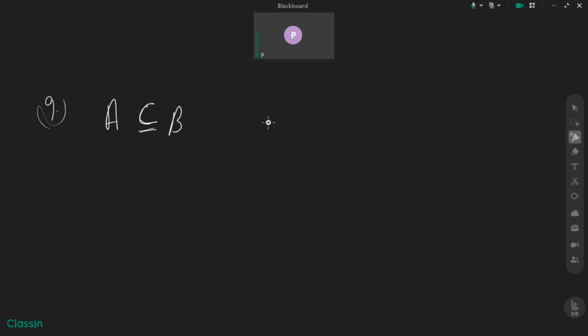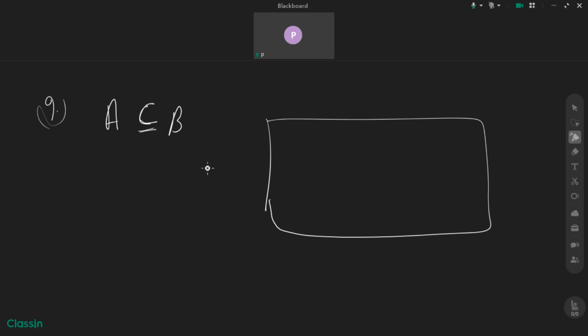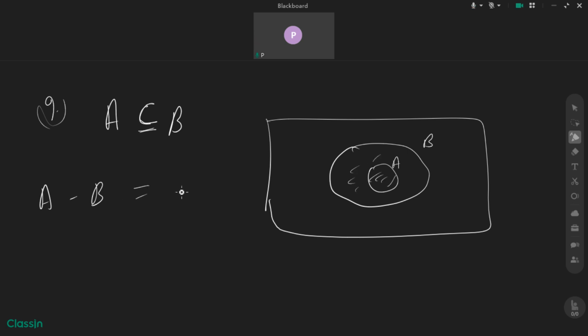We can see it through a Venn diagram like this. Say A is a subset of B. So this is B, and A is contained inside B because A is a subset of B or it is equal to B. Now if I take A minus B in this case, since A has every element common with B, we are getting the empty set. So A minus B is equal to the empty set. Let us see the next result.